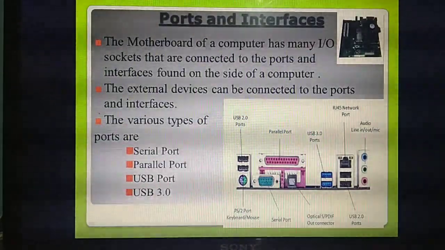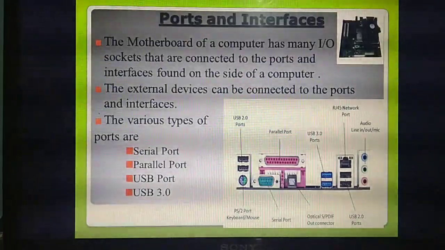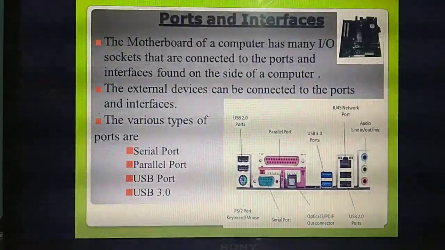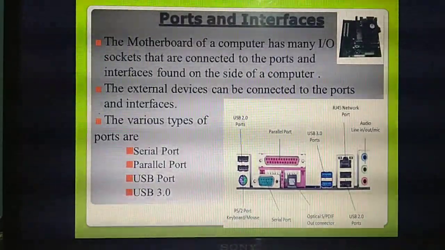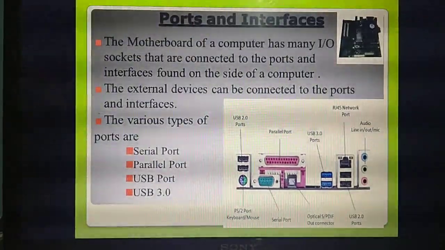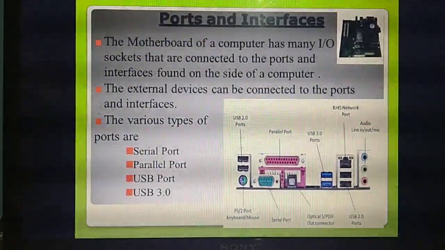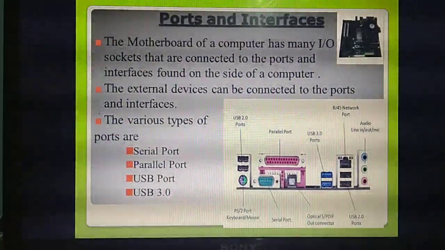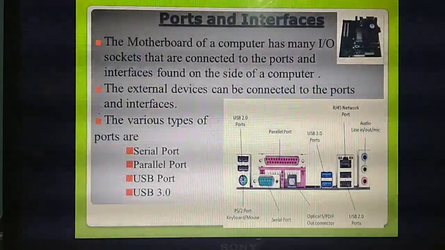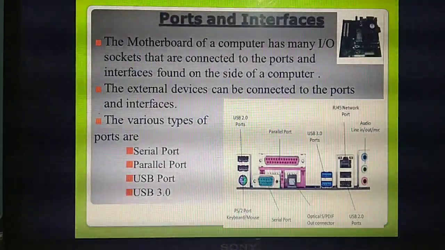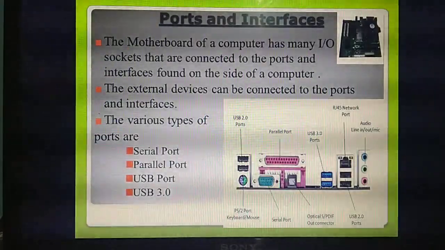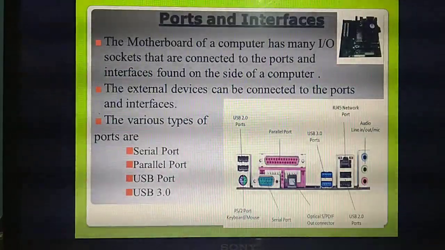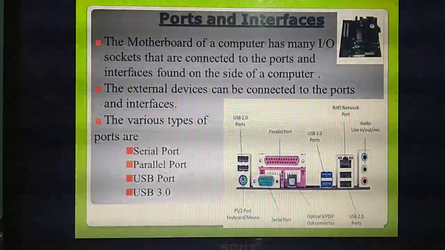What do you mean by I/O? Input, output. Input devices also you need to pin in the motherboard. Output devices also you need to pin in the motherboard. That only we are calling an input output socket. Okay. So these sockets are connected to a number of ports and interfaces. What do you mean by port? A particular space or particular pins available to pin that particular device. Understand what do you mean by port? A particular space they will provide for you to pin the device. That is called a port.